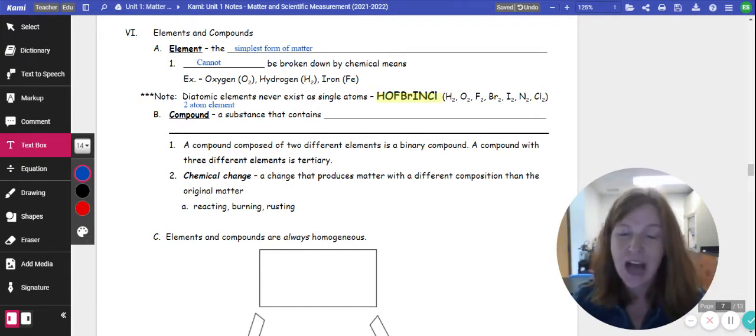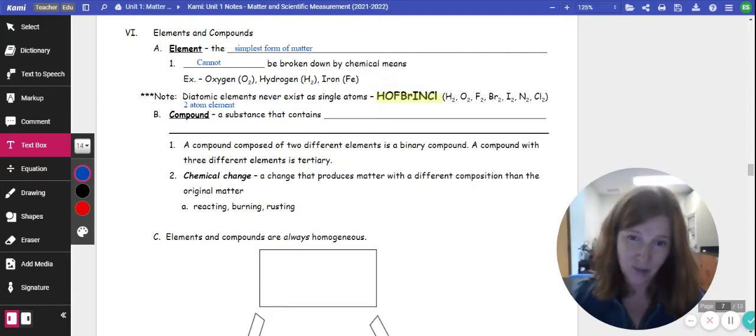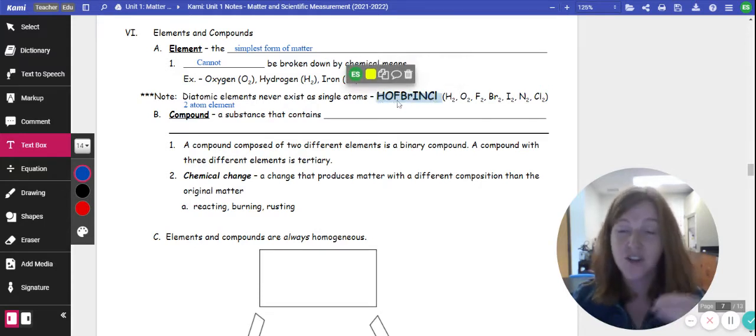So for example, hydrogen, it's never a single atom of hydrogen. It's always H2, 2 atoms of hydrogen bonded together to make hydrogen gas. Same thing with oxygen, fluorine, bromine, iodine, nitrogen, and chlorine. So these 7 different elements, the one way to remember them is to think of the word Hofbrinkel, and that'll remind you of the 7 different elements: hydrogen, oxygen, fluorine, bromine, iodine, nitrogen, and chlorine.